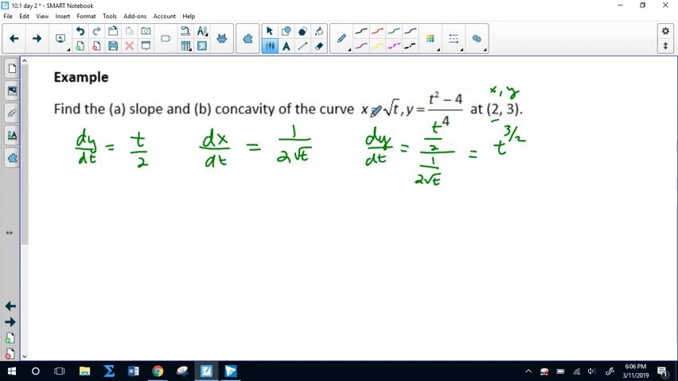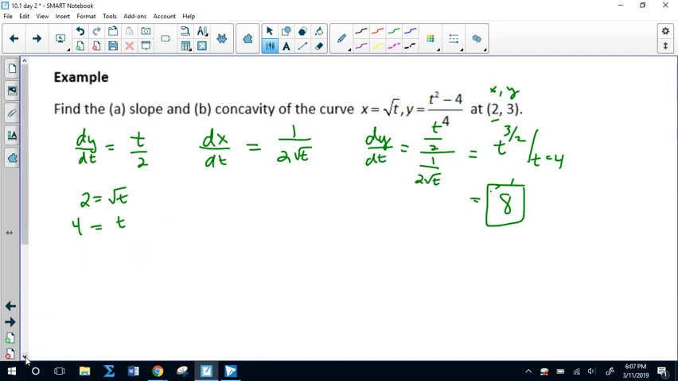So I'm going to take 2 and substitute it in for x. So I get 2 equals the square root of t. So at the x value in question, the t value is 4. So now I take the 4 and I substitute it in over here. So I'm evaluating this at t equals 4. So the square root of 4 is 2, and 2 cubed is 8. So the slope at the point (2, 3) is 8.